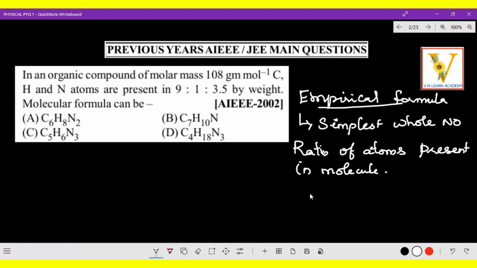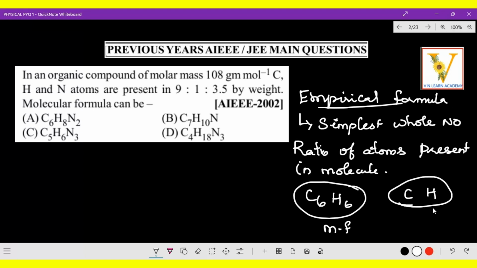Now, for example, here, benzene molecule. What is the molecular formula of benzene? C6H6. Now, this is a molecular formula. This is the empirical formula, and this is the molecular formula. So, empirical formula is the simplest whole number ratio of C and H. Right. Now, in this question, they have given the ratio 9 is to 1 is to 3.5 by weight. And the molecular formula can be, so we have to find the molecular formula.